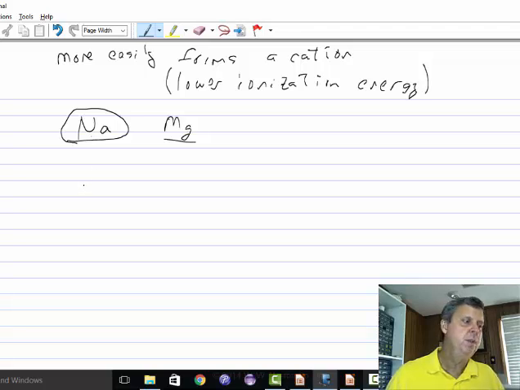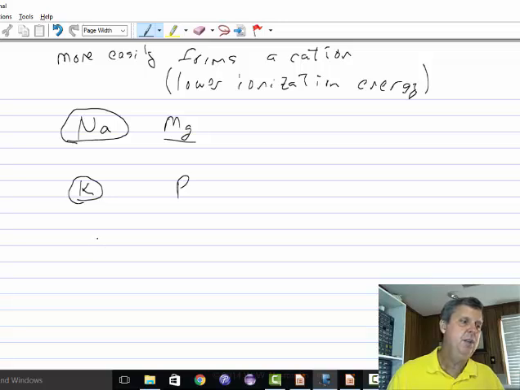If we compare potassium with phosphorus, well, potassium is way over on the left and lower, so potassium again. Phosphorus has a much higher ionization energy, so potassium is more easily ionized.